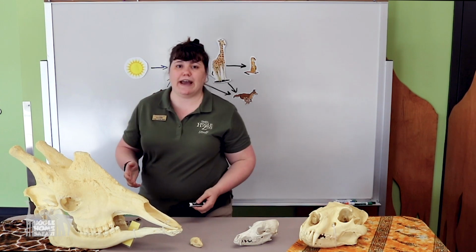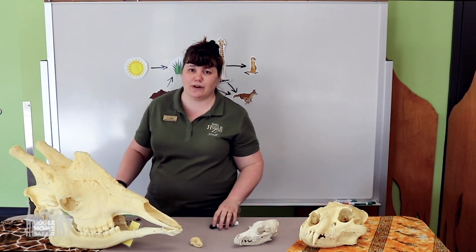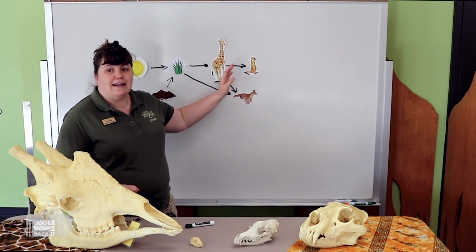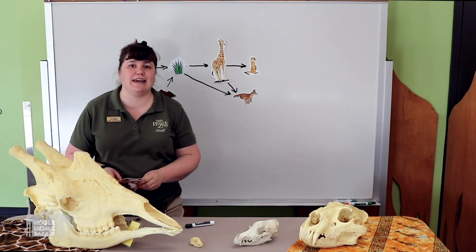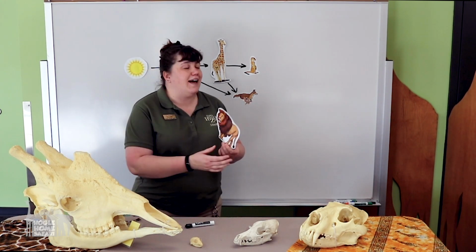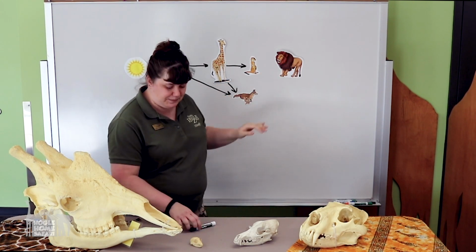And then what we have are our tertiary consumers. This is our level 3 consumer. They're eating the guys that eat the other guys that eat the plants. So that could be something like a lion. A lion is a tertiary consumer, level 3.